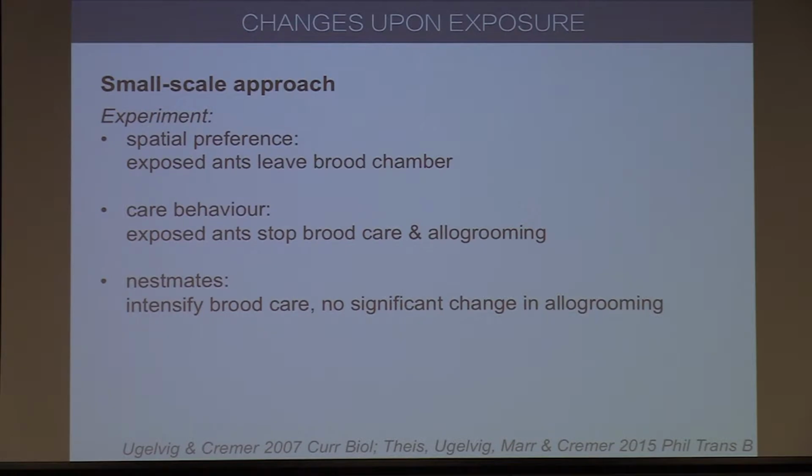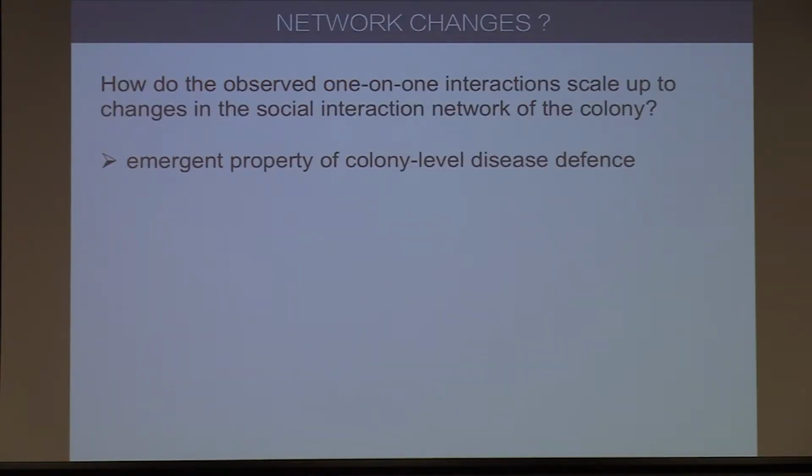And in the modeling, we could show that these behavioral changes are predicting a decreased disease spread in the colony. But so far, this was mostly direct one-to-one interactions between the individuals. And what we are interested in is how these interactions now scale up to produce this social immunity at the colony level, and how it is changing the interaction network at the whole colony level. So I'm interested to see how this colony-level disease defense is really emerging from one-on-one interactions.